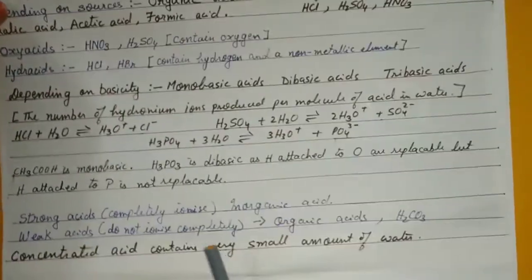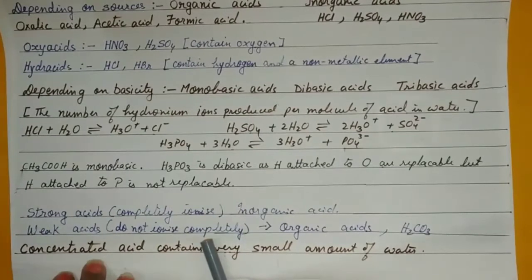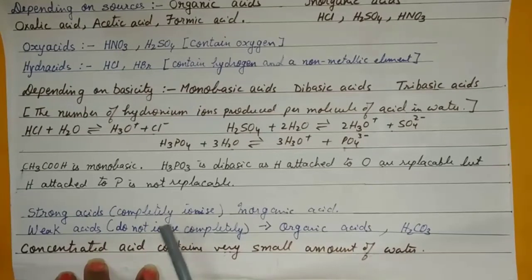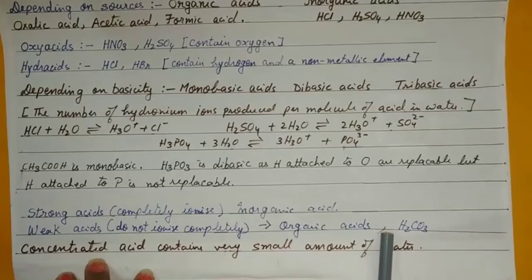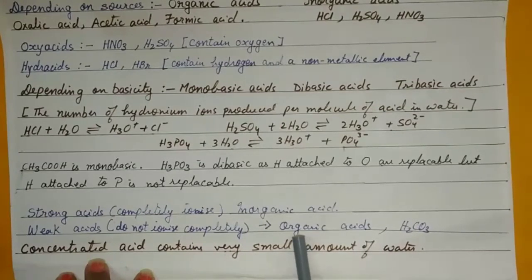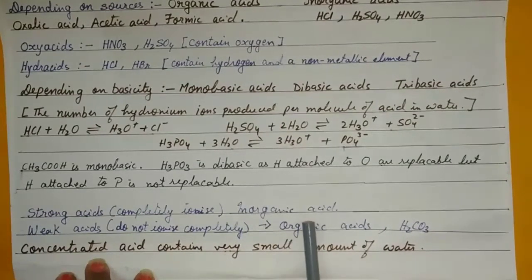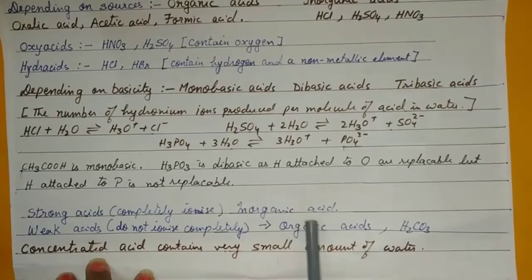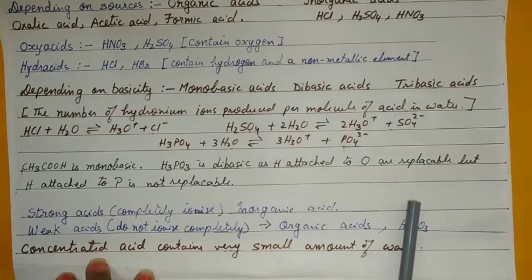Then on the basis of the strength, whether it ionizes completely or it does not ionize completely. Normally the inorganic acids are strong acids because they completely ionize, and the weak acids, they do not. Organic acids, carbonic acid, these are some of the names. There are many more in your text. As I said, please do not leave any example.